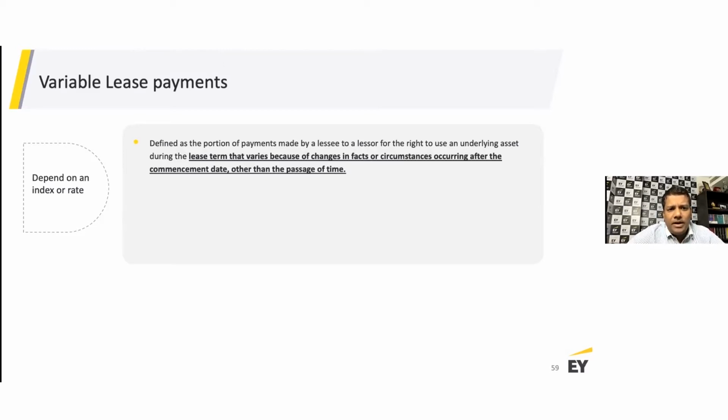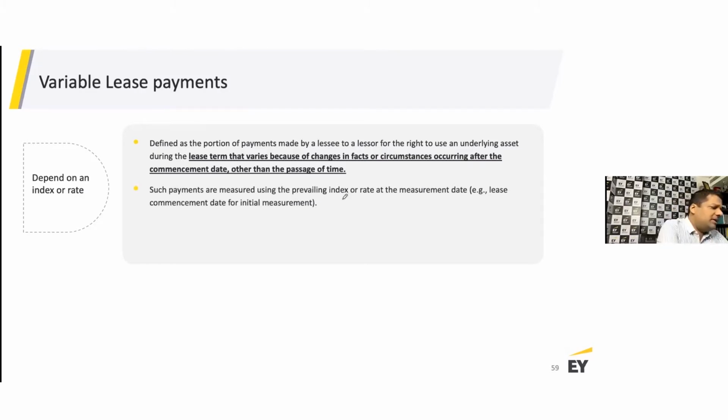Defined as the portion of payment made by a lessee to a lessor for the right to use an underlying asset during the lease term. So I need to determine the lease term, I need to determine the identified asset, I should have the ability to direct the right to use, which is when, where, how, what. All of that I need to know. And also I should be able to generate economic benefits. That varies because of changes in facts or circumstances occurring after the commencement date other than the passage of time. Such payments are measured using the prevailing index or rate at the measurement date, the lease commencement date for initial measurement.